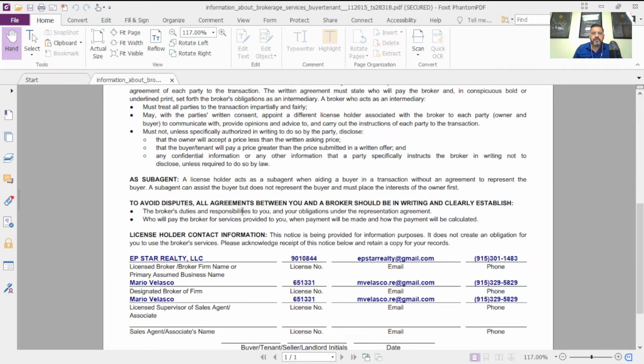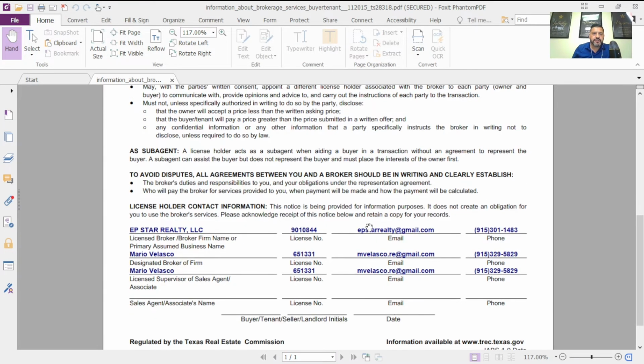Okay. The following paragraph mentions that there has to be an agreement between you as the agent or the broker and your client. Everything has to be in writing. Everything is described about the duties and responsibilities of both parties, and also how payment is calculated.